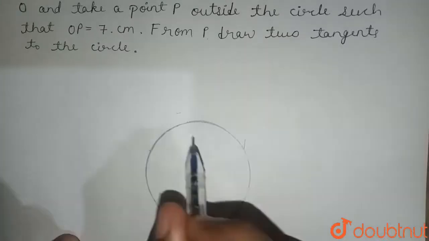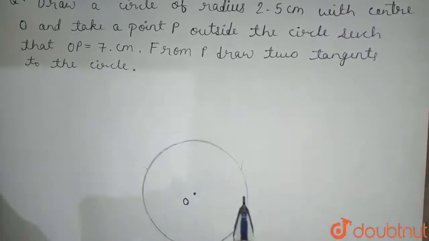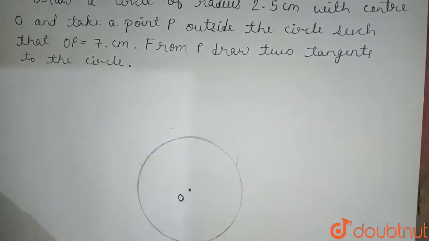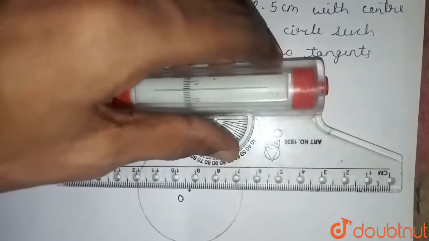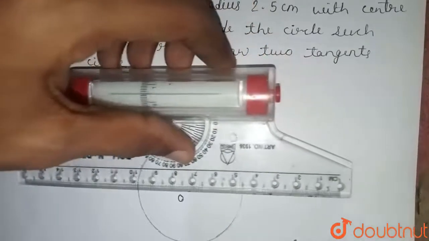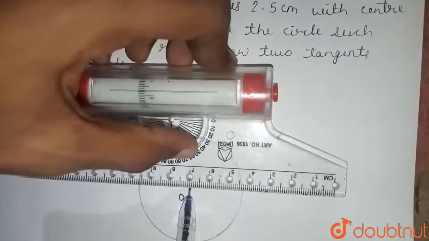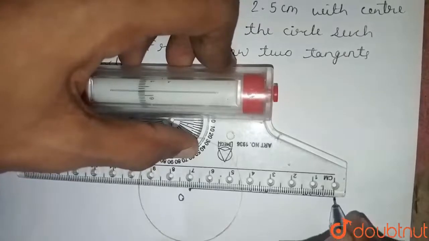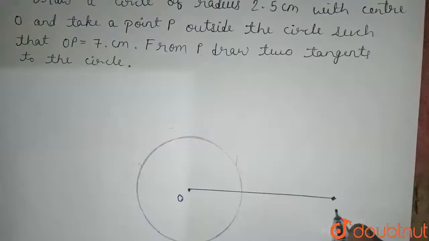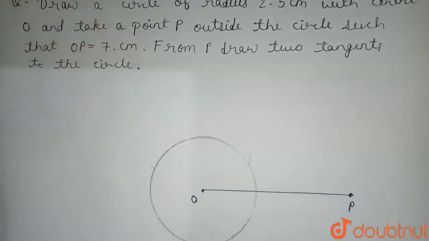It is given in the question, with center O, take a point P outside the circle at 7 centimeter. So we'll draw a line of 7 centimeter. Now this point, let's take this point P.